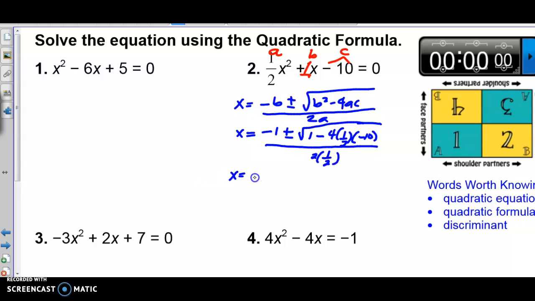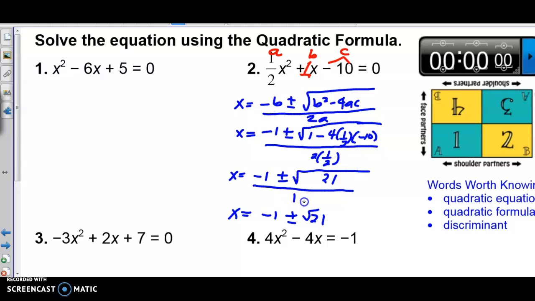So x is equal to negative 1 plus or minus the square root of, so the discriminant we got earlier was 21, right? Because 4 times 1/2 is 2. 2 times negative 10 is negative 20, but it has another negative here. So 1 plus 21. So this will be negative 1 plus or minus radical 21. And then at the bottom is 2 times 1/2 is just equal to 1. So that means our answers are negative 1 plus or minus radical 21, because the denominator is just 1.